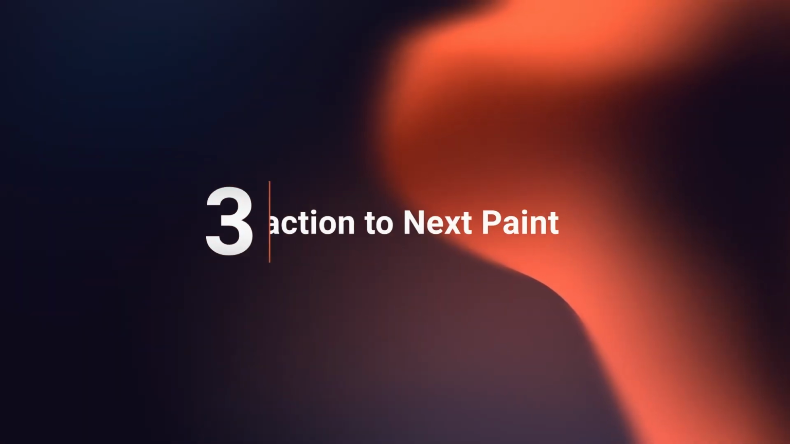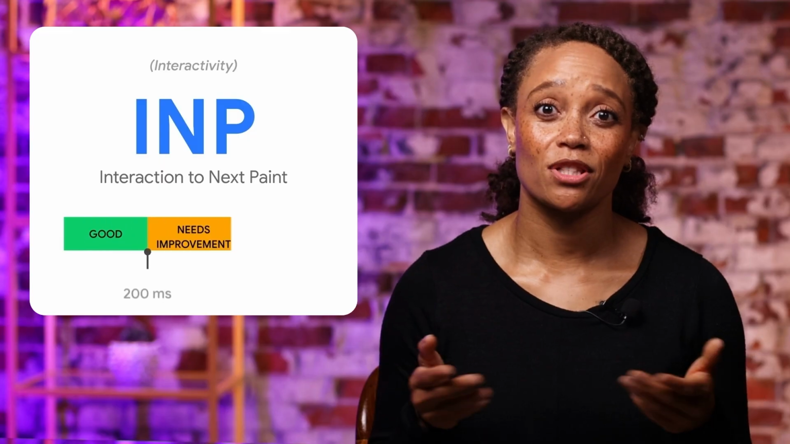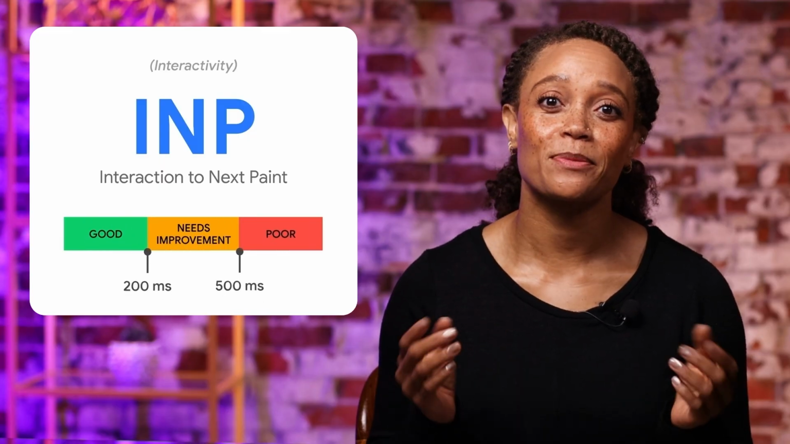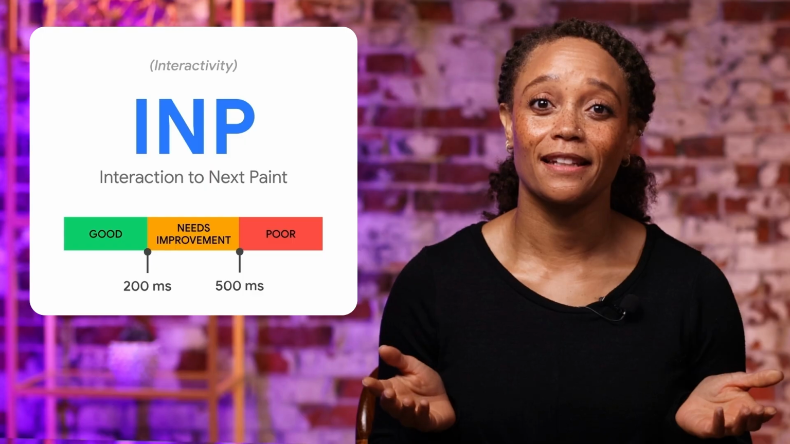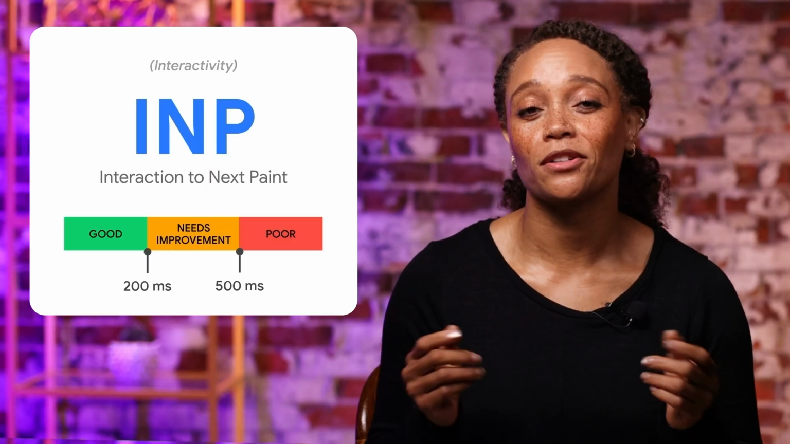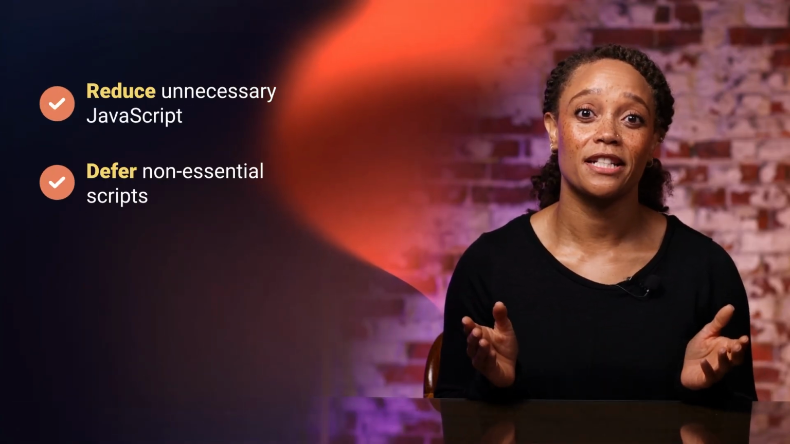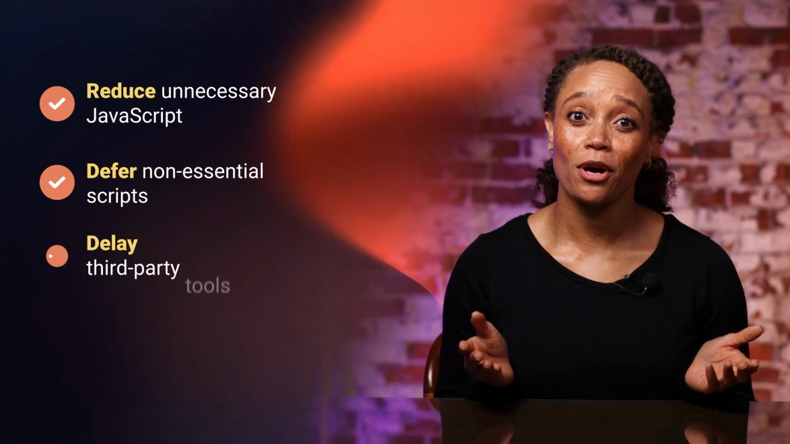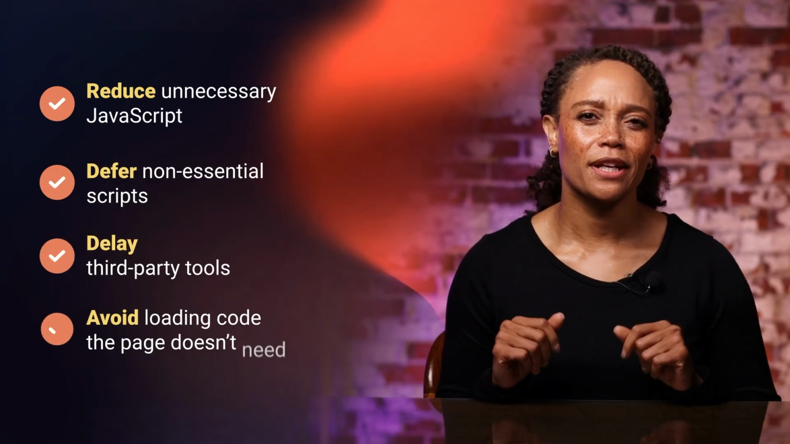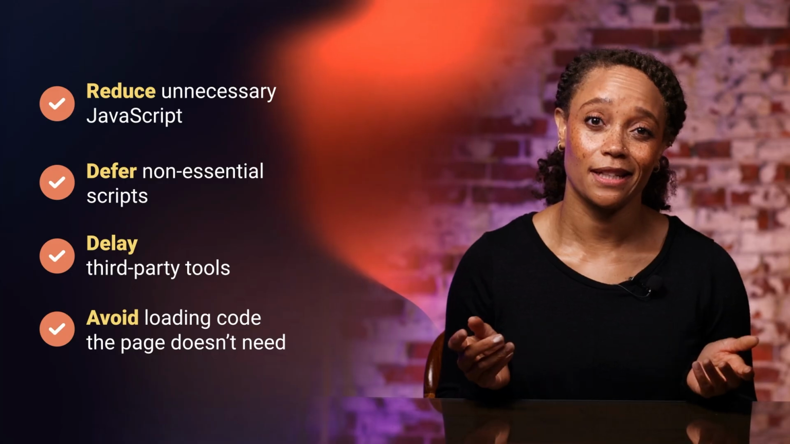Next is Interaction to Next Paint. INP measures responsiveness, so how quickly your site reacts when someone taps a button, clicks a link, opens a menu, or toggles a filter. A bad INP score usually means too much JavaScript is competing for attention. The best ways to improve INP are to reduce unnecessary JavaScript, defer non-essential scripts, delay third-party tools, and avoid loading code the page doesn't actually need.